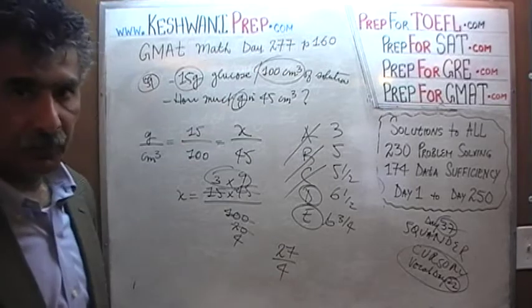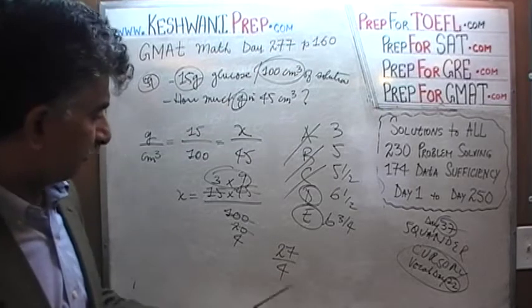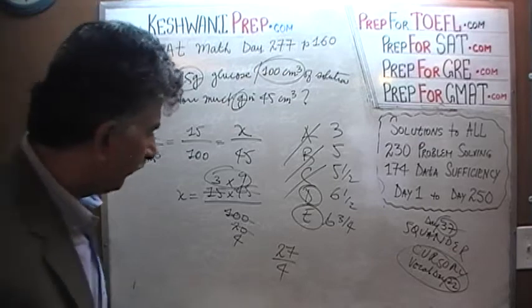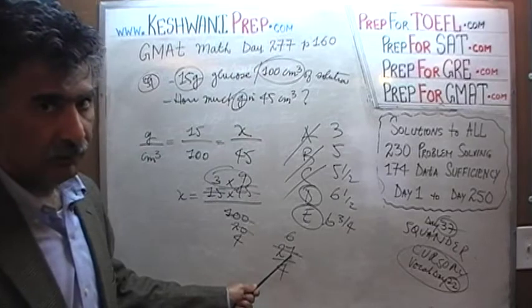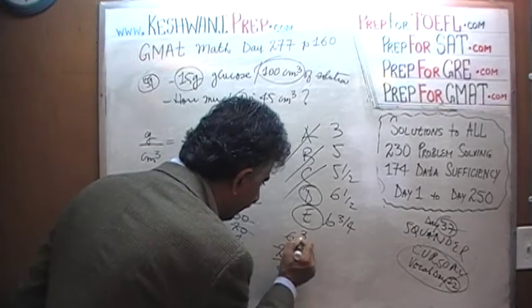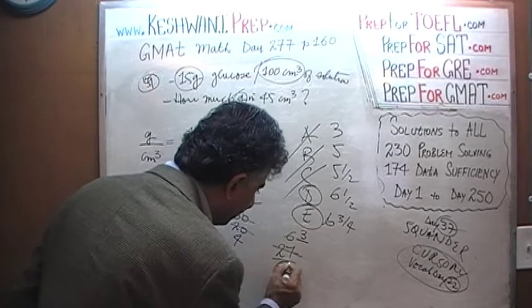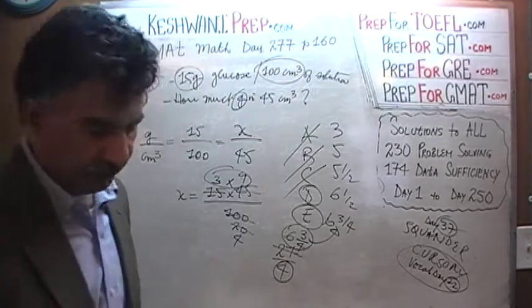27 over 4. We know 6 fours are 24, which means if you were to divide 27 by 4, 6 fours are 24. But we have 27. We do not have 24. We have 27, which means we have a remainder of 3. Remainder of 3, and it is being divided by what? It's being divided by 4. There you go. The answer is 6 3/4. The answer is E.